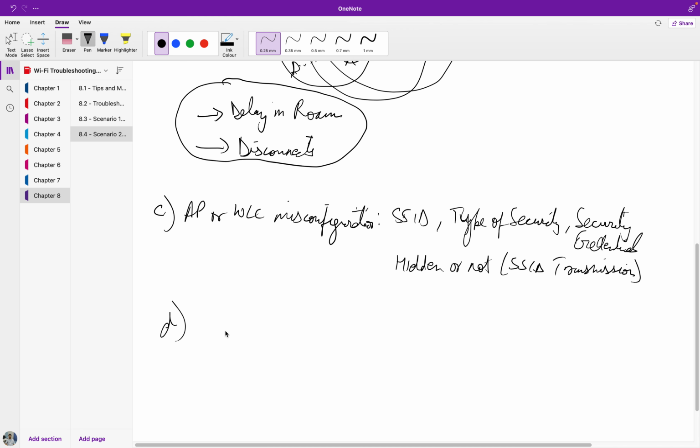The fourth reason which could cause a delay in roaming or could cause a roaming problem is the re-authentication part.